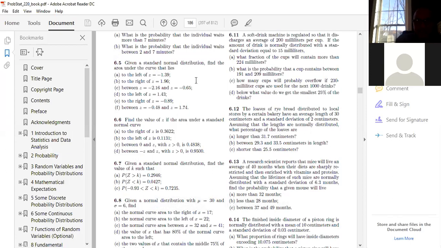Given the standard normal distribution, find the area under the curve that lies to the left of Z equals negative 1.39, to the right of Z equals 1.96, between Z equals negative 2.16 and 0.65, to the left of Z equals 1.43, to the right of Z equals negative 0.89, and between Z equal to this one and Z equal to this one, right? All Z values are given, and you can again use the table.